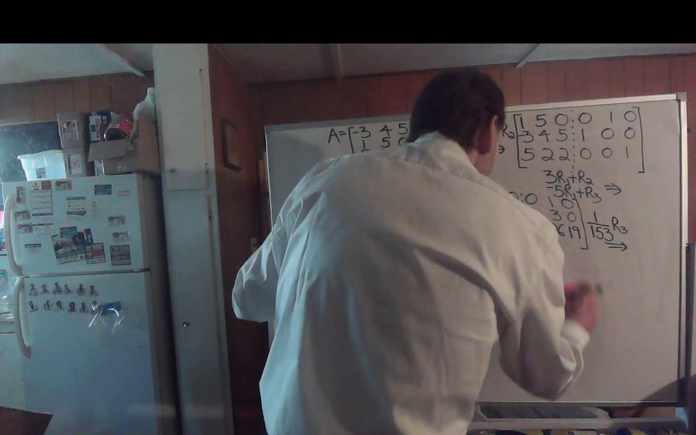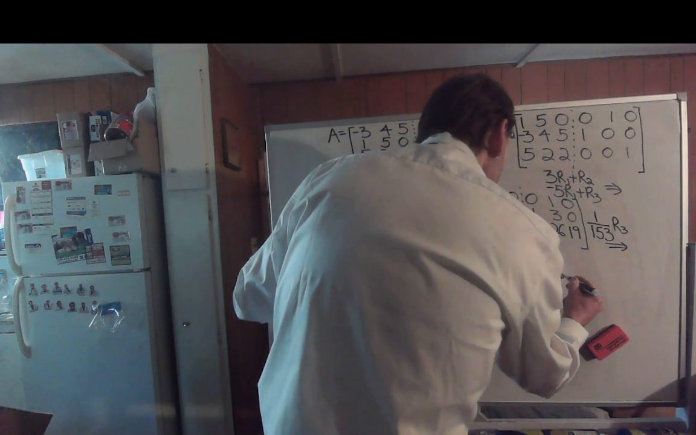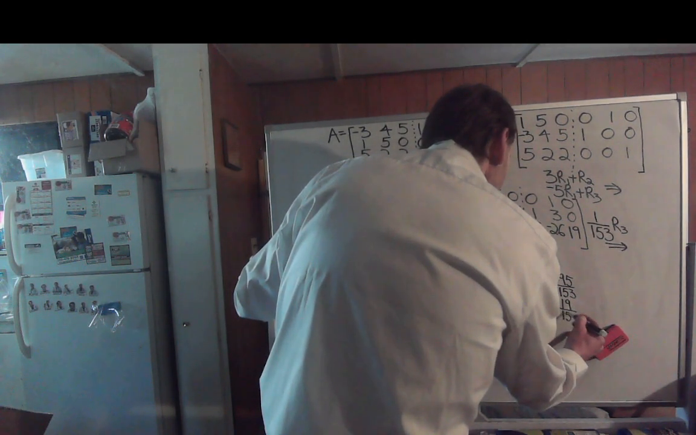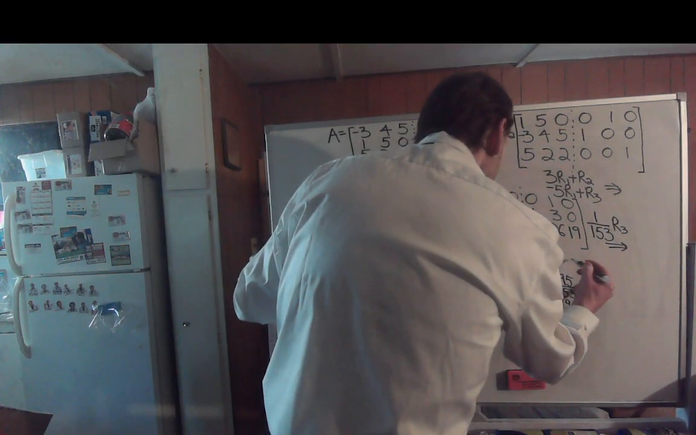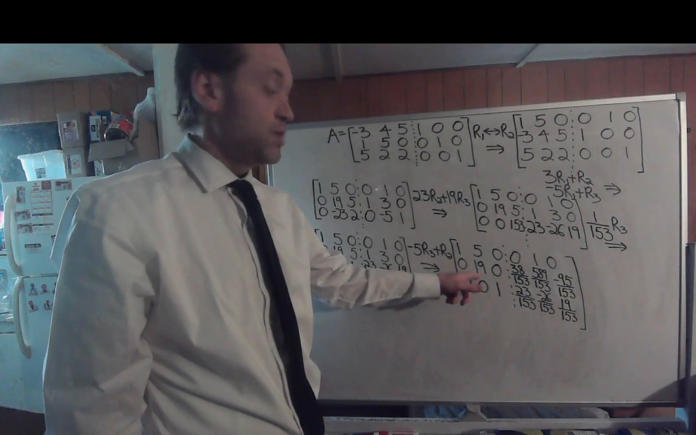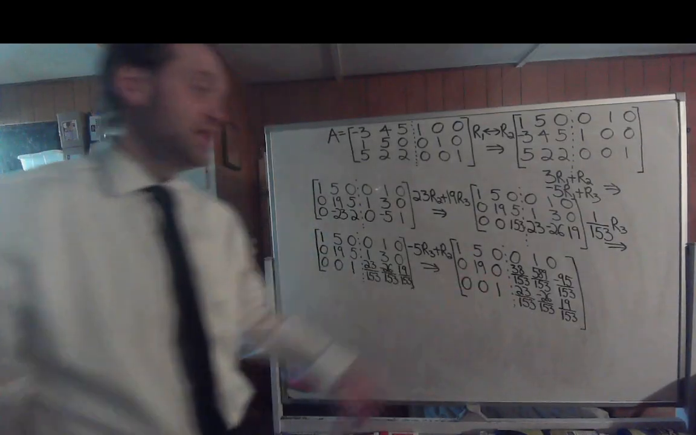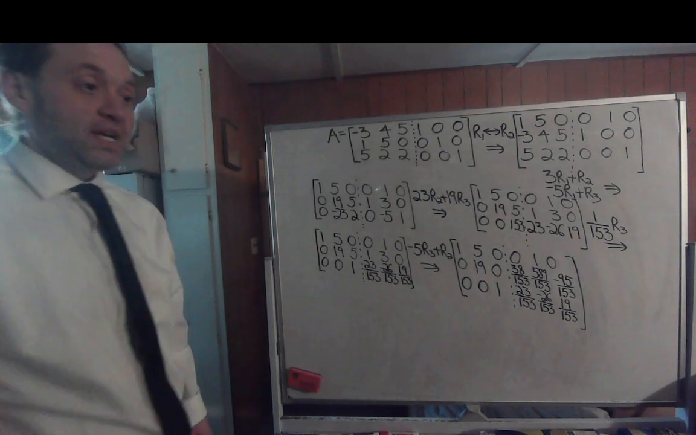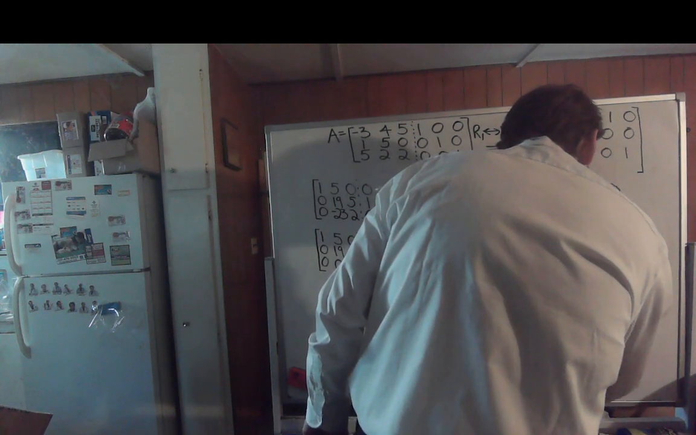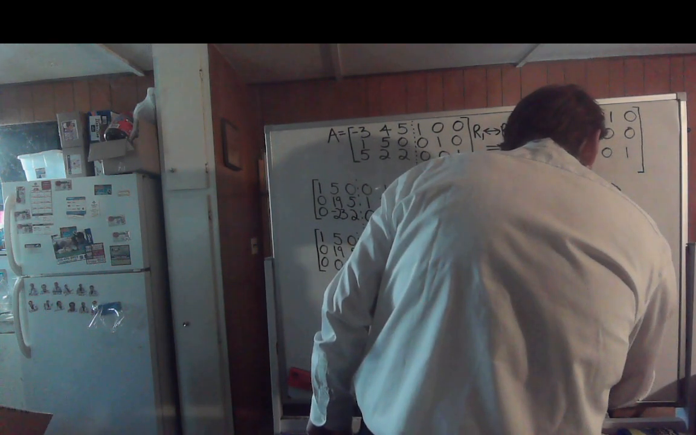Let's make this a little bit bigger, shall we? It does get awful. All right, now we got zeros where we want them so far, but the leading digit in the second row needs to be a 1. Well, we have a positive 19, so we need to take 1/19 of row 2. Let's go ahead and do that here.